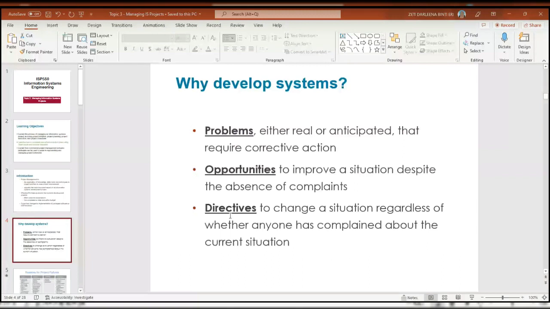Number two, opportunities. Opportunities are basically the solutions where we want to improve a situation despite the absence of complaint. So we want to improve the situation regardless of any complaint. Directives, the directions that we are going to implement the solution for in the opportunity study. So directives to change a situation, regardless of whether anyone has complained about the current situation or not.